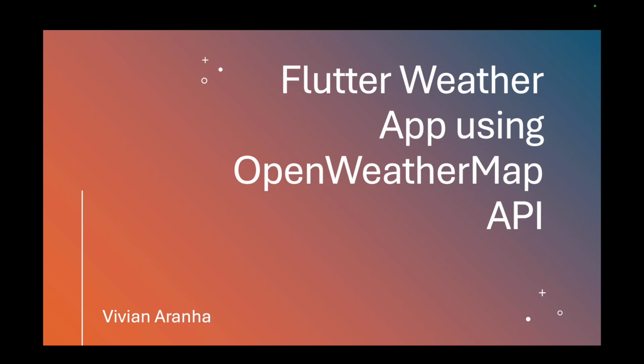Let's create a complete Flutter app using the OpenWeather API, which will display the weather for a particular city based on our request. We'll build a simple weather app that fetches and displays weather data for a specific location, in this particular case, a city. Let's go through the steps.